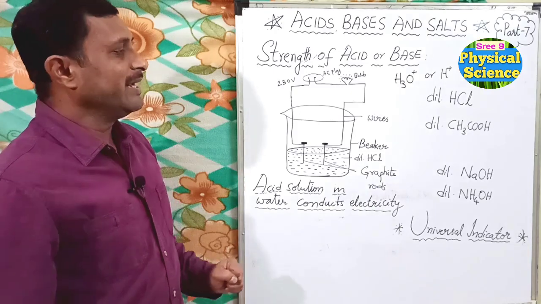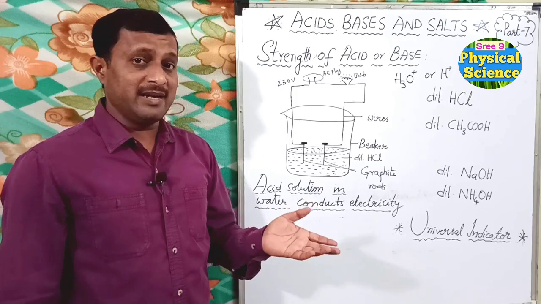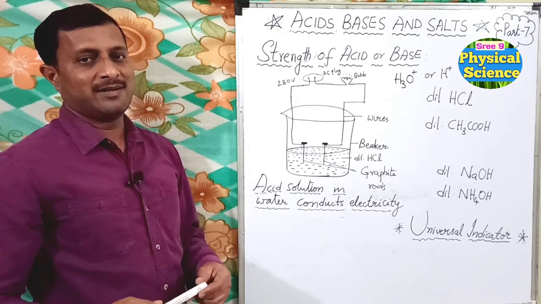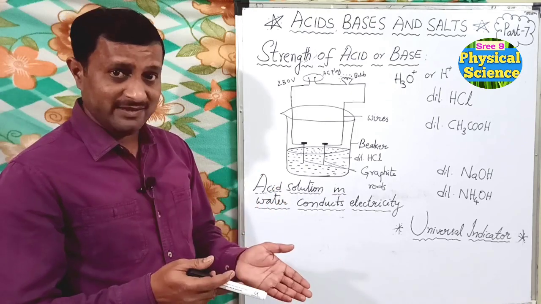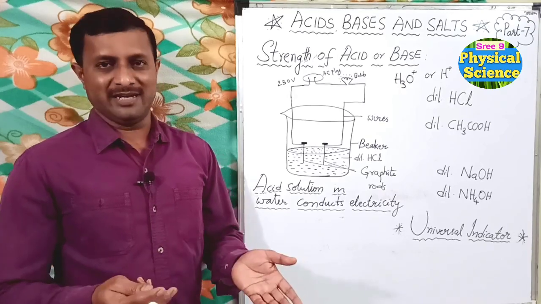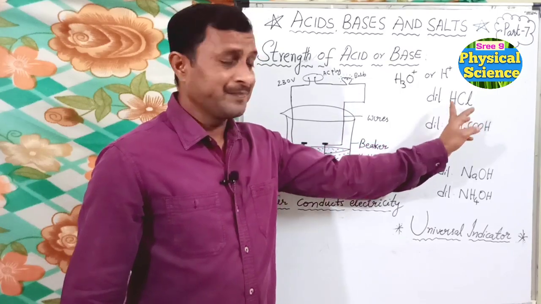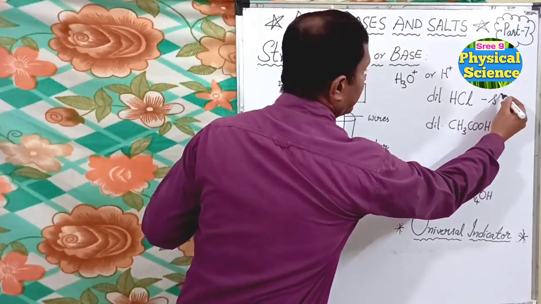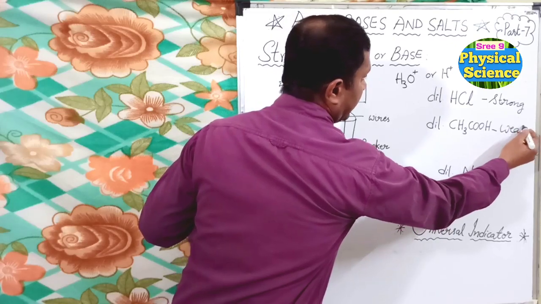Got it? So we decide the strength of an acid or base depending on the production of ions when they dissolve in water. When they produce more ions in aqueous solution, we say that it is strong. If it produces fewer ions, then it is weak. Got it? Right. So now we have decided a strong acid and a weak acid. Here I write: this is strong, whereas this is weak.